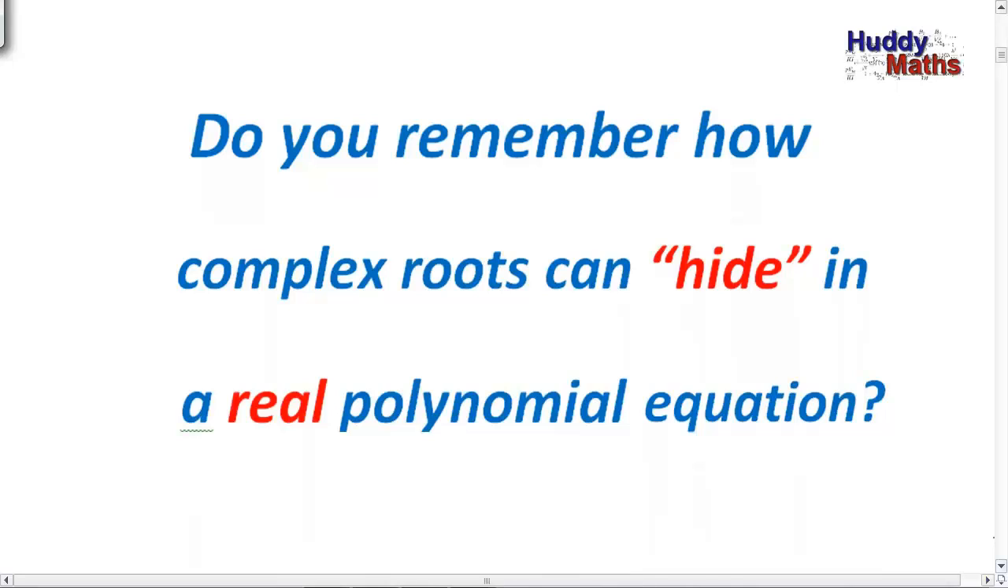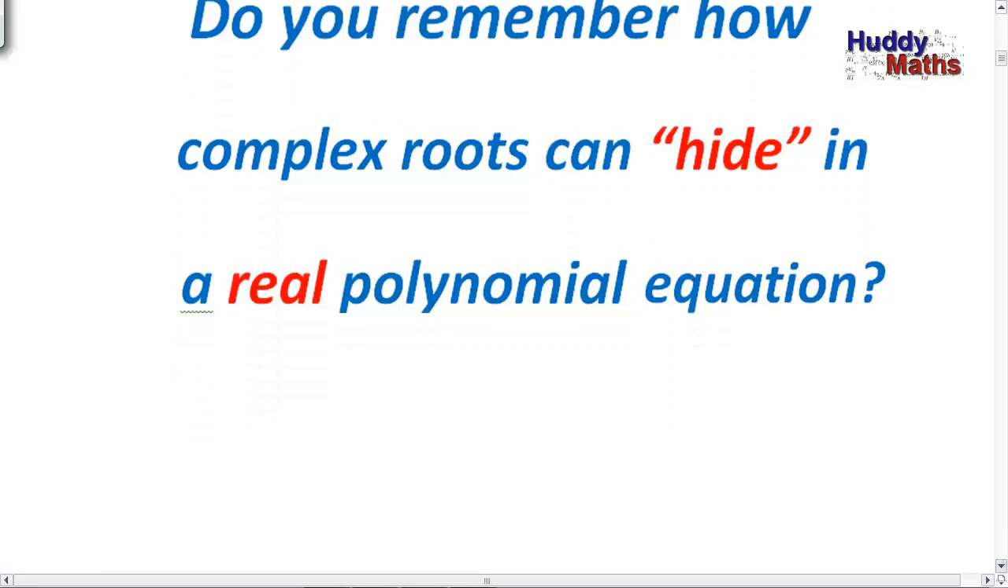And so that leads on, if we're saying we're only going to have real coefficients, to a link to what we did before with a little bit of complex numbers. Do you remember how complex roots can hide in a real polynomial equation? In other words, you've got real coefficients, yet you get complex roots. Because they are the sorts of things that we are interested in here, where we have a polynomial expression or an equation where the coefficients are all real. But does that exclude any connection with complex numbers? It doesn't, does it? Let's go down and answer that question.